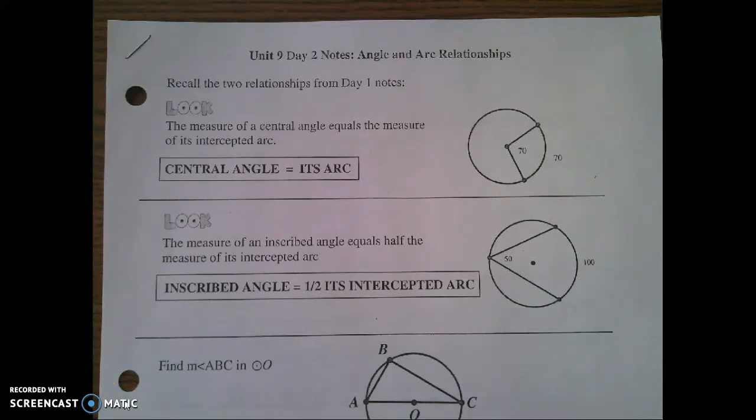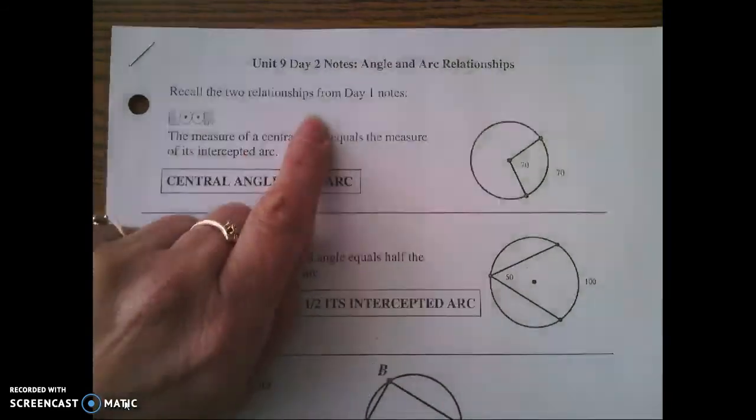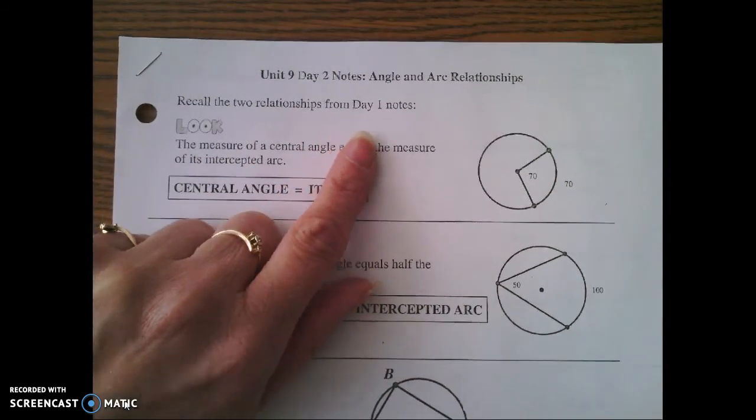Unit 9, Day 2 notes, angle and arc relationships. This is my favorite set of notes. It's like a puzzle. I'm going to give you one piece of information and you can find out a whole bunch of other pieces. All right, so recall there's two relationships we already learned from day 1.